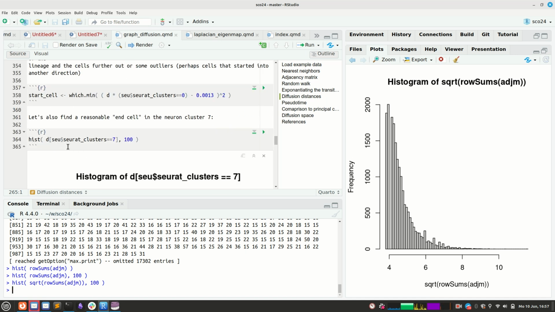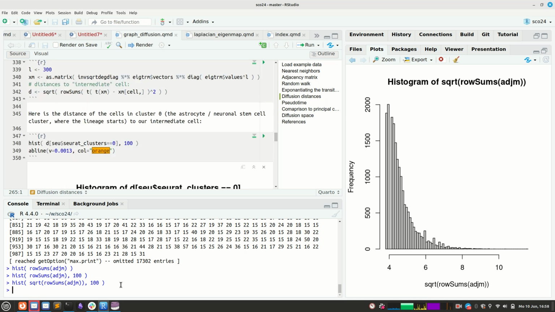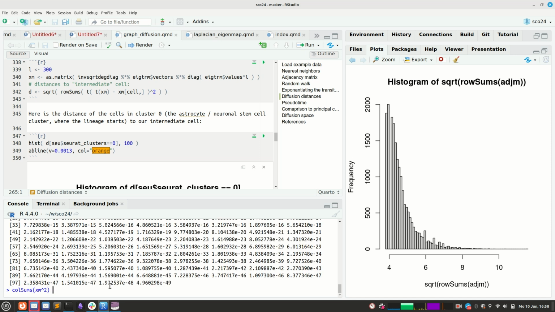300 steps here. I have this distance d, which I called xm. This is this matrix, which has for each of our 18,000 cells a row with 100 dimensions. And these 100 dimensions, if we look at all the squared sums, you can see that they go down quite quickly.